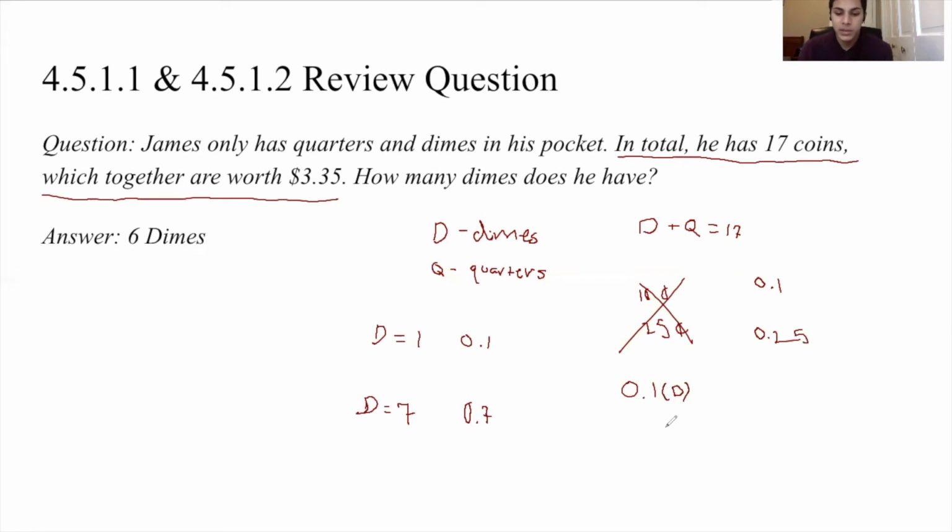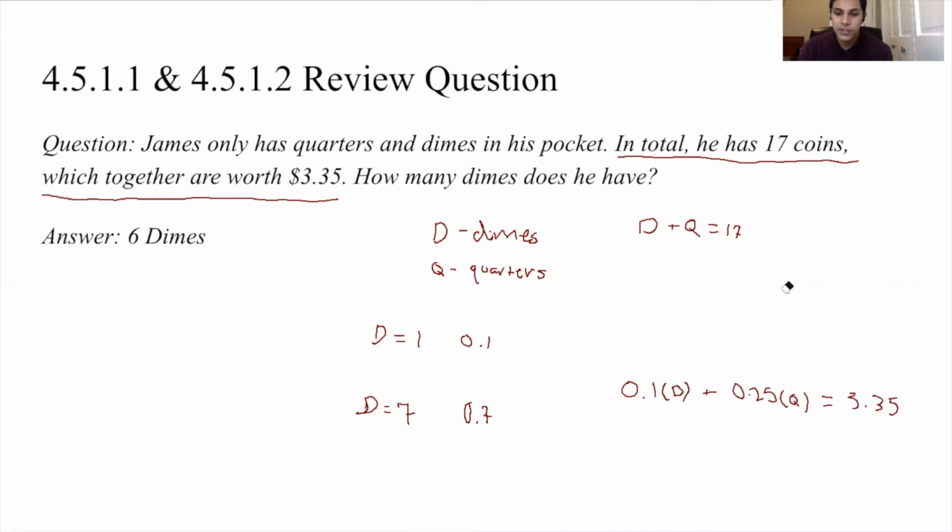So that's represented by 0.1D. Similarly, we can do the same thing for the quarters. We take how much each quarter is worth, which is $0.25, and multiply that by Q. That represents how much the quarters in his pocket cost. And in total, the question says it will add up to $3.35. All right, so now we have our two equations.